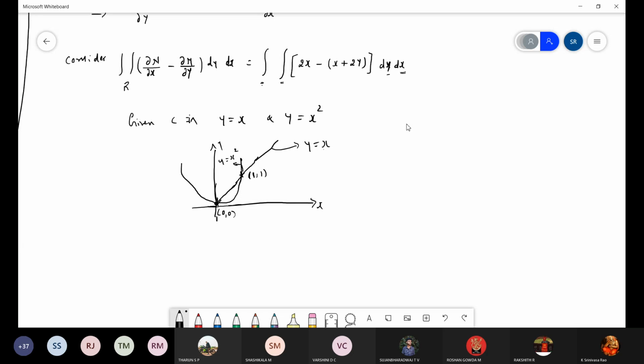Now here x varies, I will take one constant c. That's why the outer integration is always x. So x varies from 0 to 1. 0 to 1 means from this point to, if I draw one perpendicular on the x-axis, this gives 1, 0. So x varies from 0 to 1 like this.